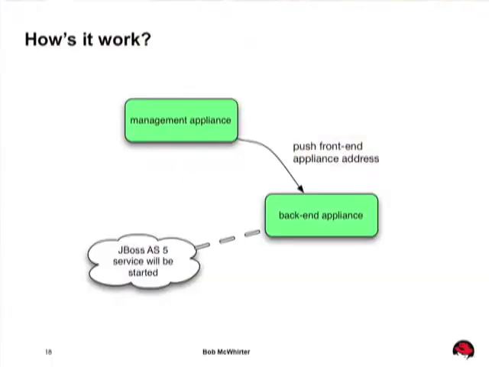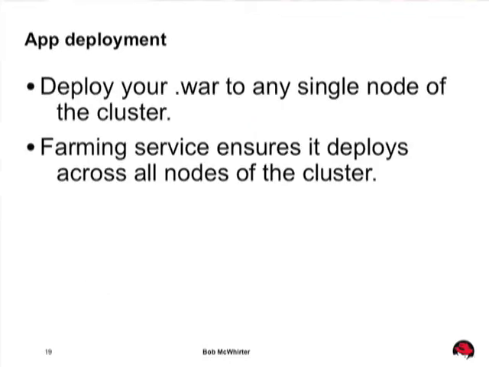And the management appliance, once it's found a front end, and any back end it sees, it will go and inject the front end. It will reconfigure it, and then it will start the AS. There's no reason to start the AS in a cluster if you don't have a front end running, so we delay that until enough things are available and the dependencies have been satisfied, and then it will just start right up.